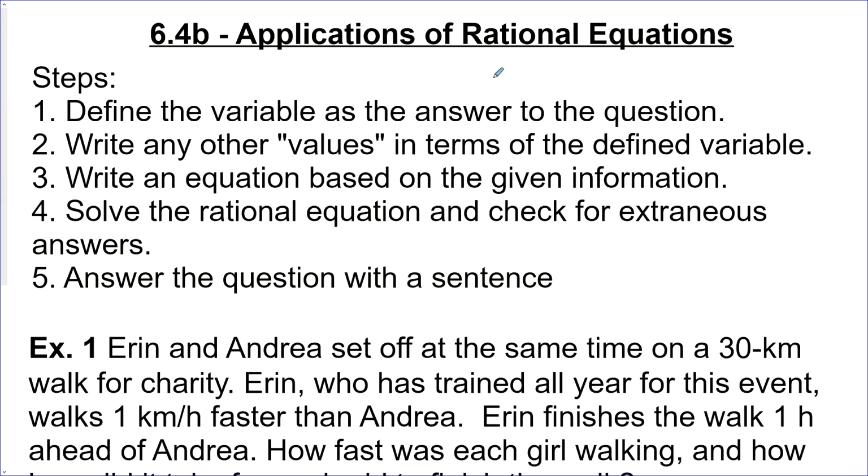6.4b, Applications of Rational Equations. Steps. Number 1, define the variable as the answer to the question. This way, once you've found the value of the variable, you have the answer and you don't forget at the end to actually find that. Write any other values that you need in terms of that defined variable. Write an equation based on the information given. Solve the rational equation, check for extraneous answers, and answer the question with a sentence. This is so you don't forget to answer the question, and also so you don't forget your units.